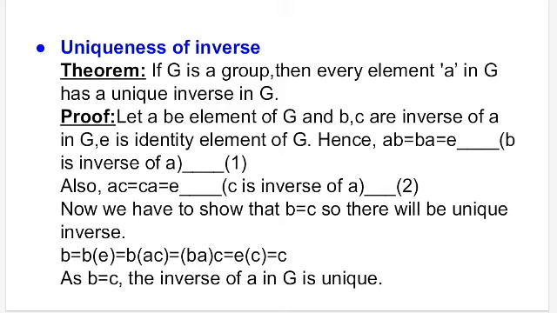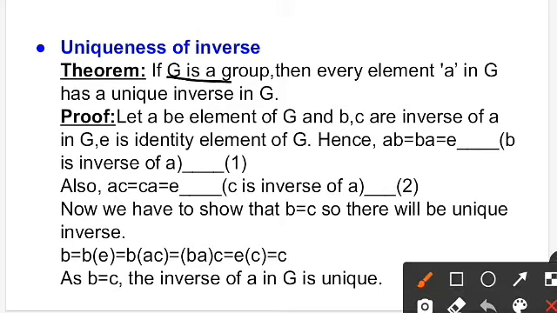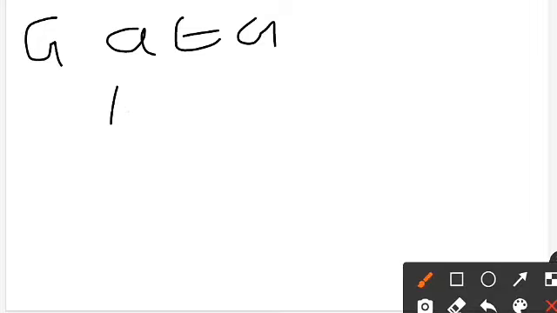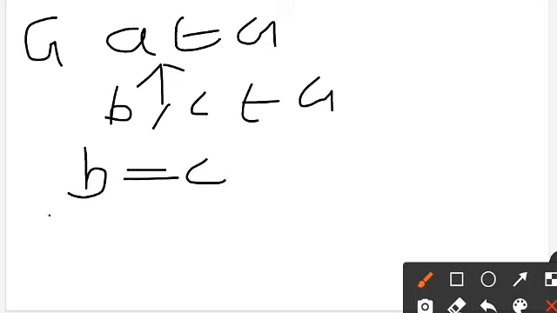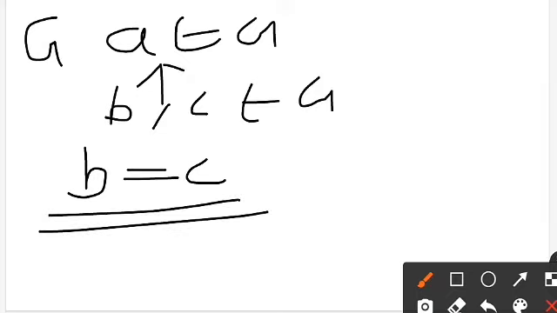It is the uniqueness of inverse theorem. According to this theorem, if G is a group, then every element A in G has a unique inverse, just like the identity element. So what will we do here? Basically we will consider a group G and an element A in group G. We will consider B and C, which are inverses of A and both belong to G. Then we will show in the end that B is equal to C, therefore there are not two inverses. We will show that both are the same, so there exists a unique inverse.